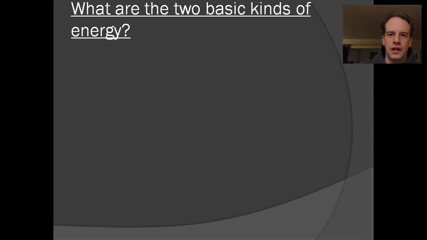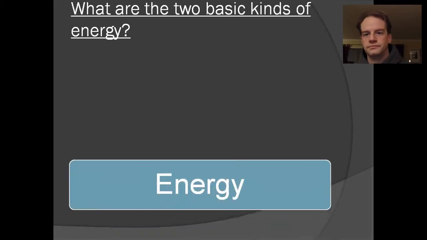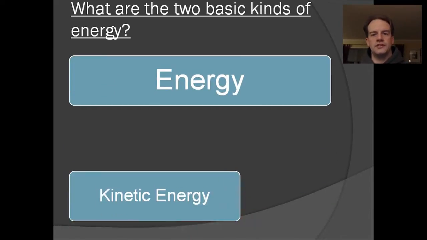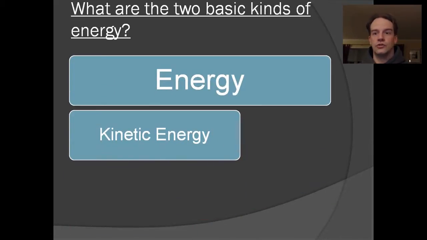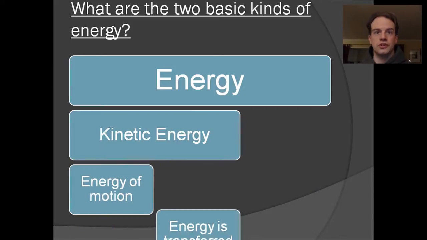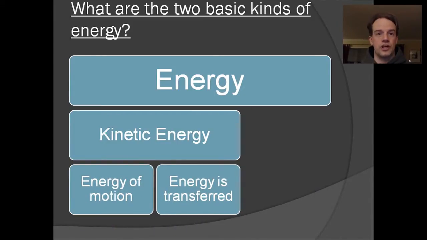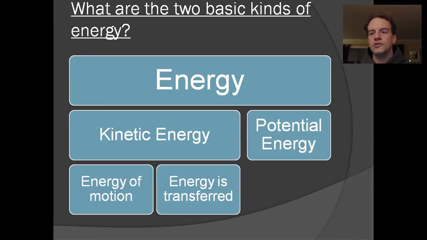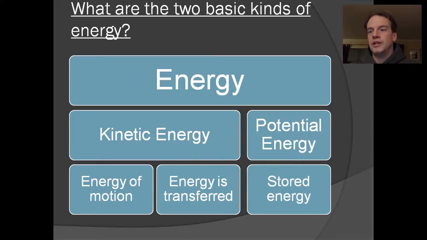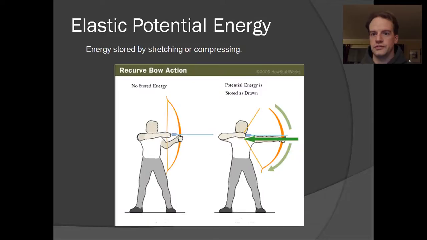What are the two basic kinds of energy? Well, energy is classified as either kinetic energy, which is the energy of motion. And this is where energy is transferred. Right? All that is kinetic energy. We think moving things, we think kinetic energy. But we also have potential energy. This is stored energy. This is the ability to make things move and to transfer energy. So this potential energy is stored energy. It's at the ready. It can be used.